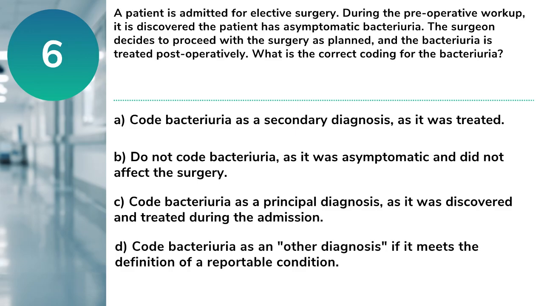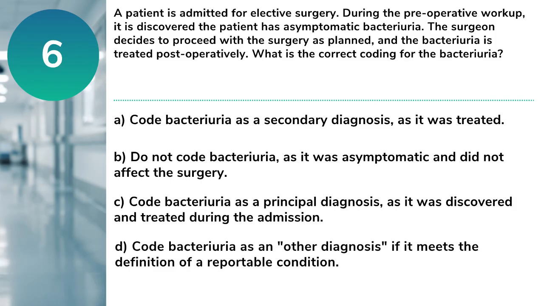Question 6. A patient is admitted for elective surgery. During the preoperative workup, it is discovered the patient has asymptomatic bacteriuria. The surgeon decides to proceed with the surgery as planned, and the bacteriuria is treated post-operatively. What is the correct coding for the bacteriuria?